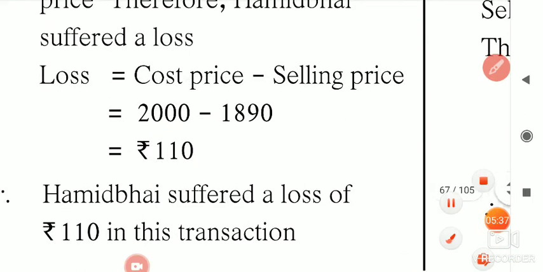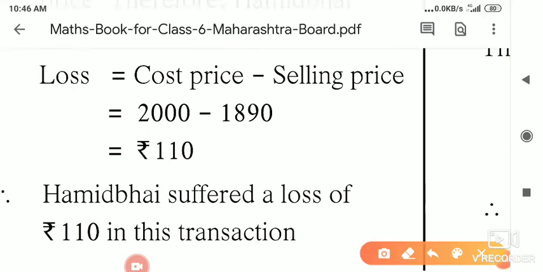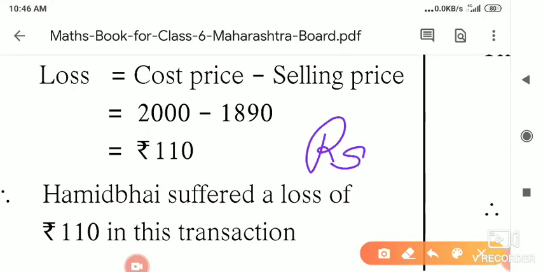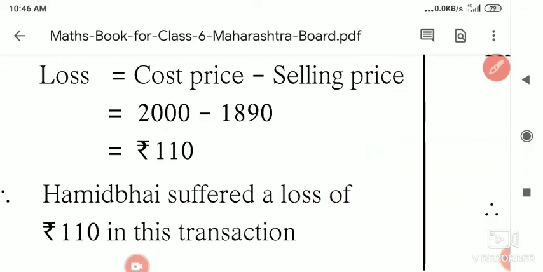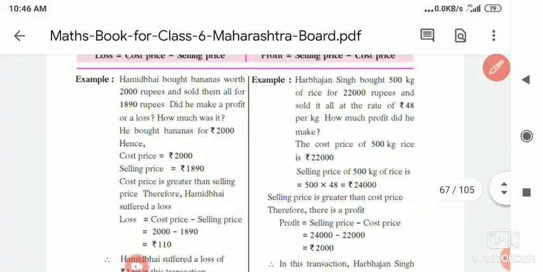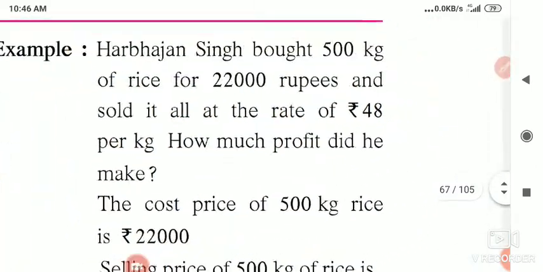So here Hamid Bhai suffered a loss of how many rupees? 110 rupees loss. And this is the sign of rupees. As we write RS, it is the old method. Nowadays for rupees we write the Marathi R, and here we have to write this sign. So this is the sign of rupees we are using nowadays. Okay. Now after this example we will see the next example.